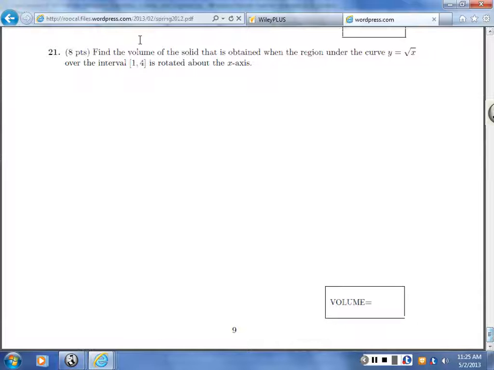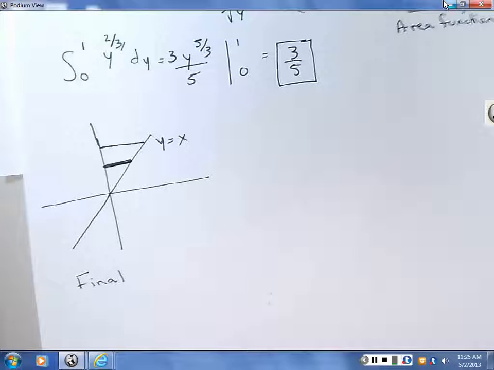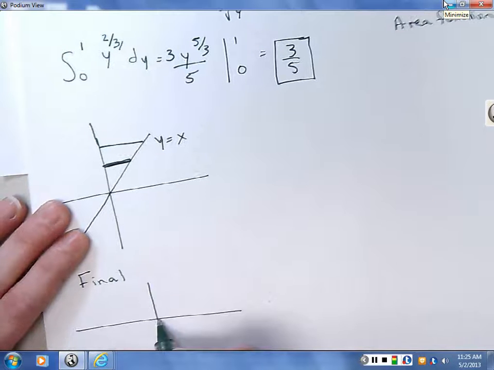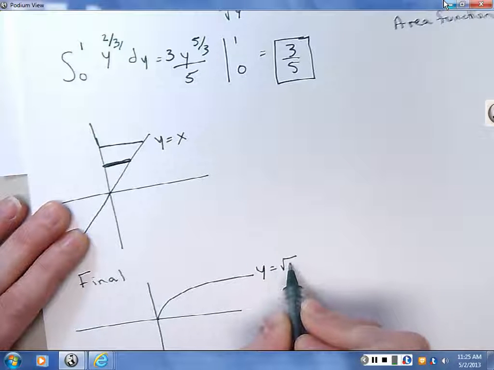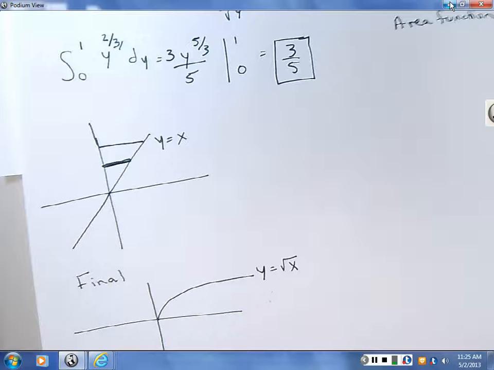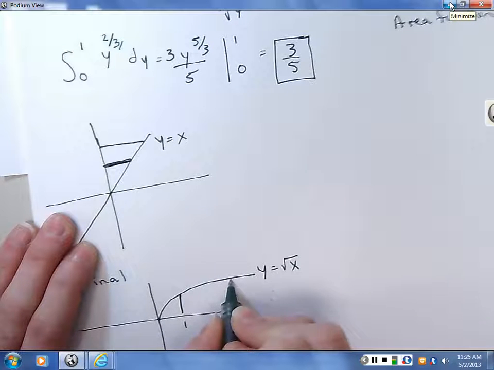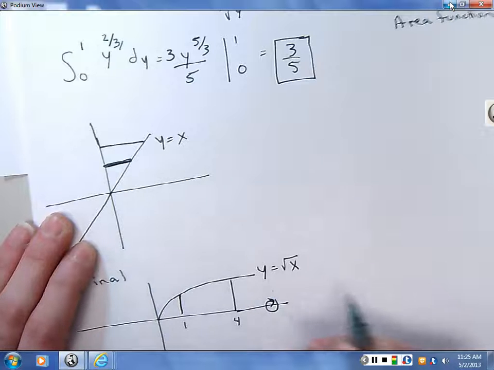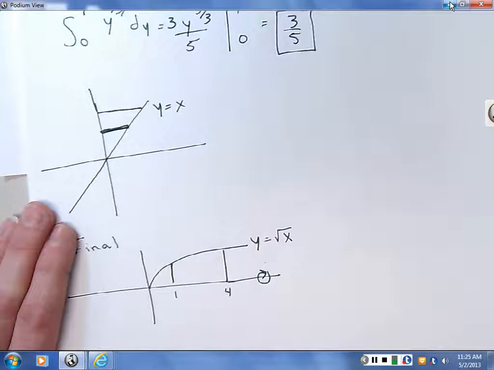So find the volume of a solid that is obtained when a region under the curve y equals the square root of x over the interval 1 to 4 is rotated about the x-axis. So this one's a pretty straightforward application. They actually want you to calculate it. So if I have y is the square root of x, and I'm going from 1 to 4 on the x-axis, rotating about the x-axis, I'm looking for this volume.